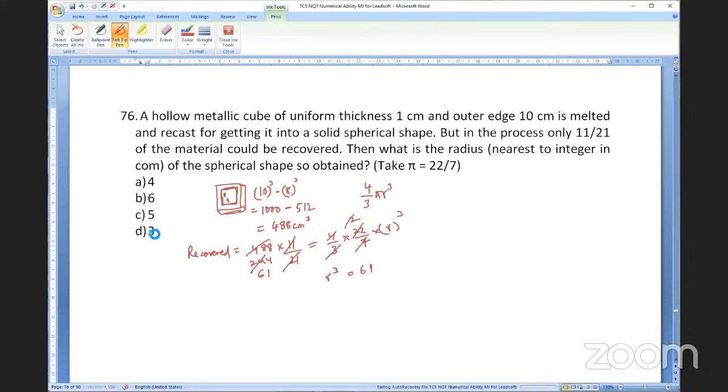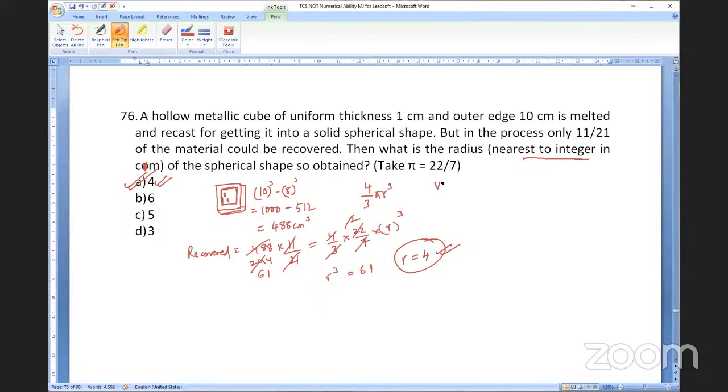5 cube, 3 cube is 27, 4 cube is 64. They are asking about the nearest integer. So the nearest value of r is 4. 4 cube is 64, so option A fits in. The cube root of 61 we cannot find exactly, but 4 cube is 64. And overall they have asked for the nearest integer in centimeter. r will be equal to 4.